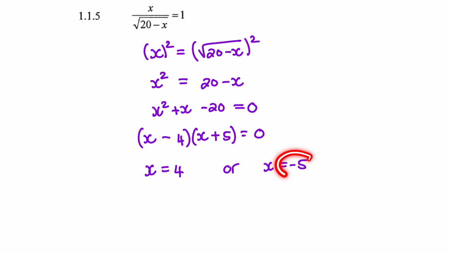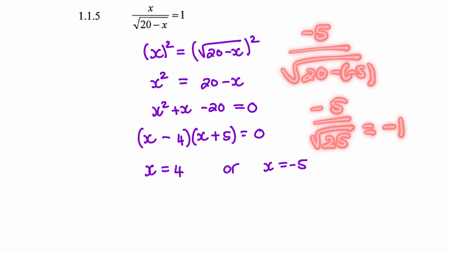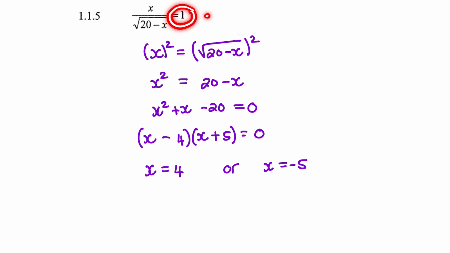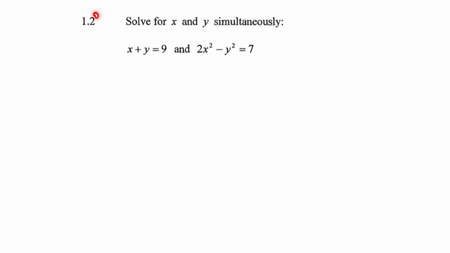Now let us test negative 5. So if I put in negative 5 in the place of x, it will lead me to negative 5 over the root of 25, which leads to negative 1. But negative 1 is not equal to positive 1. So therefore, x cannot be equal to negative 5. So remember to check your values in the original equation. You can also use your calculator to do this.